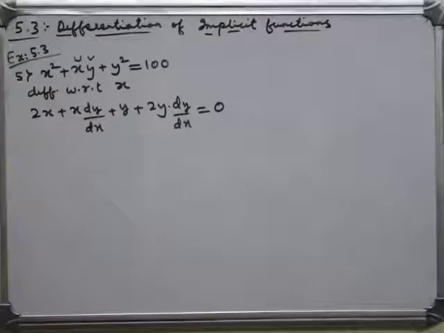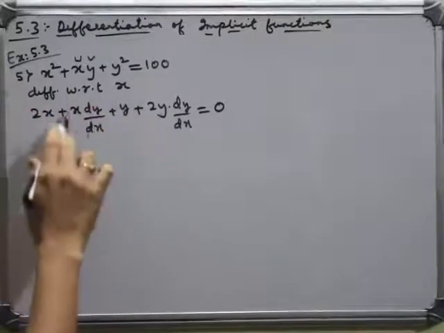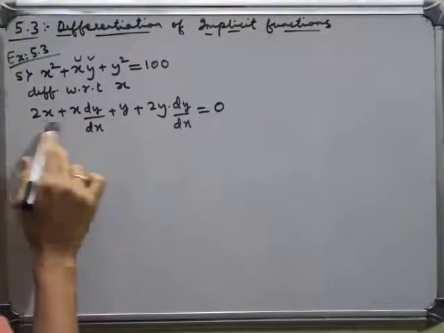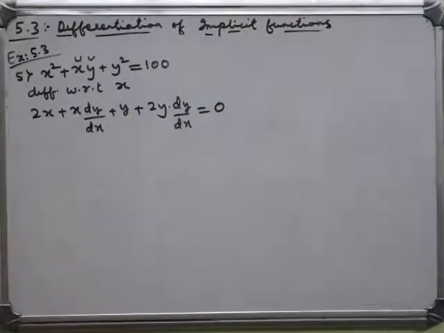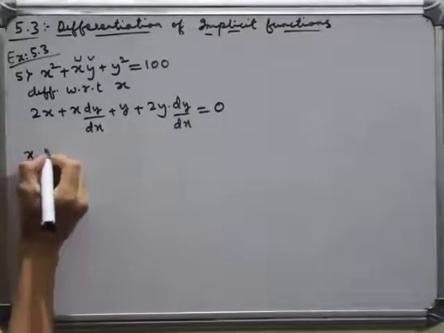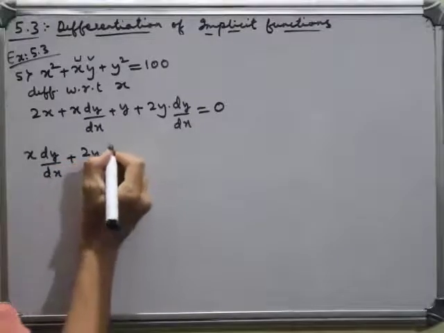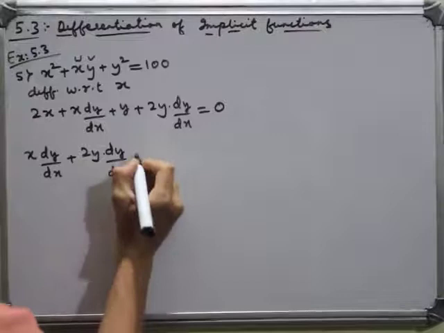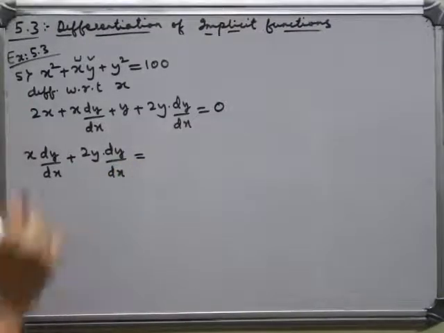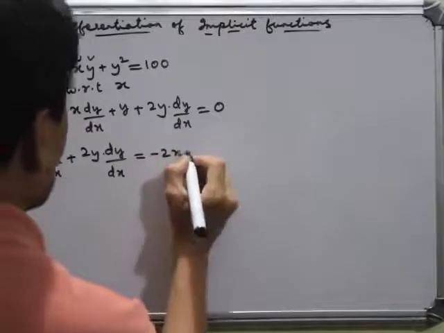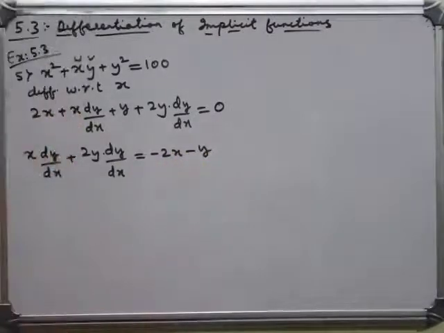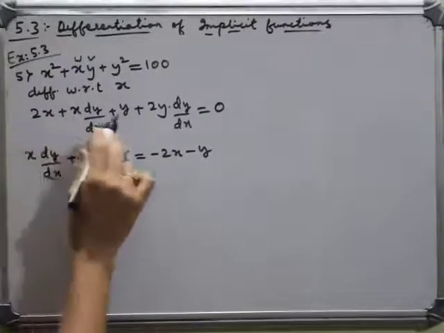Next thing, simplify this. So what I will do here is, I will keep dy by dx terms here at LHS part, and I will set this 2x and y to RHS. So what we will get? First term that remains here is x into dy by dx plus 2y into dy by dx is equal to minus 2x minus y. So I have sent this 2x and y to RHS.